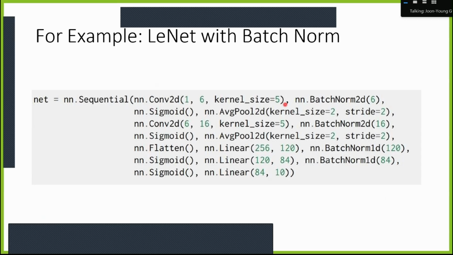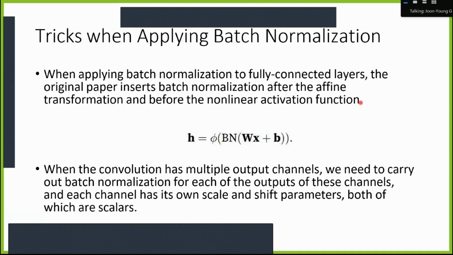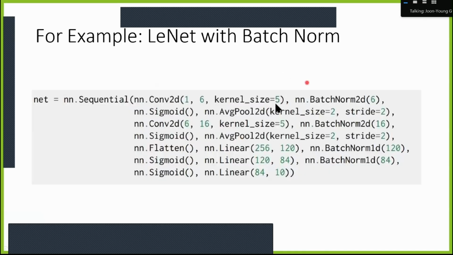The takeaway from this slide is just that we're adding the batch norm in between and before the sigmoid. As we saw here, we apply the batch normalization to the logit, the pre-activation value. So we are applying it before the sigmoid. That's the takeaway.